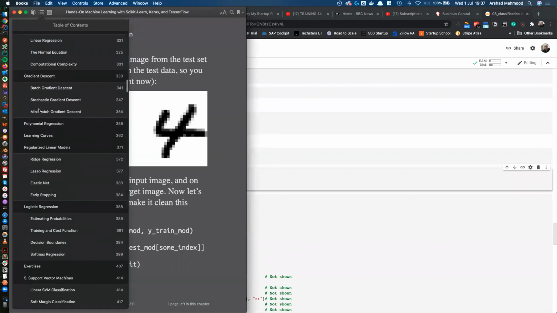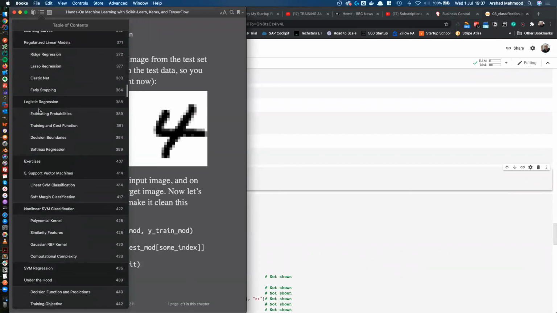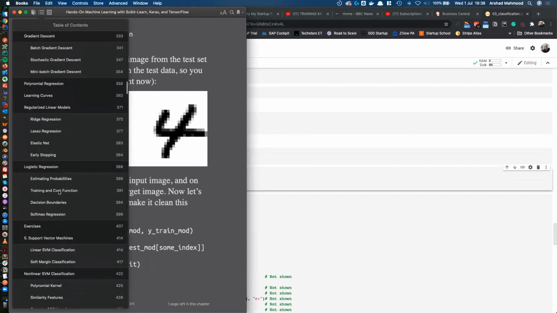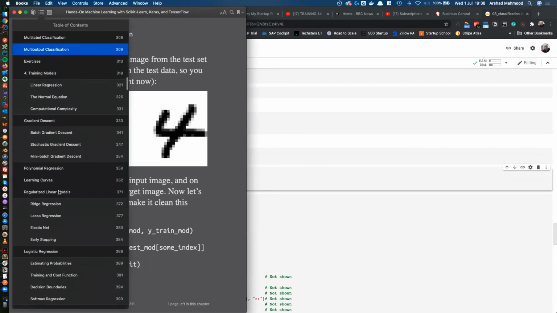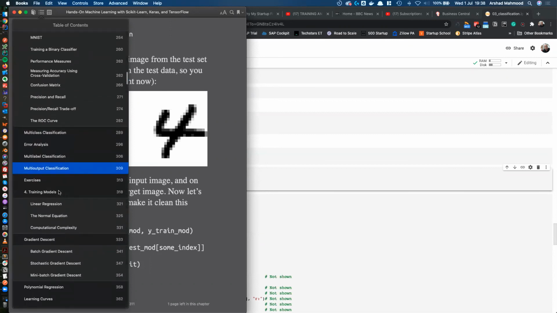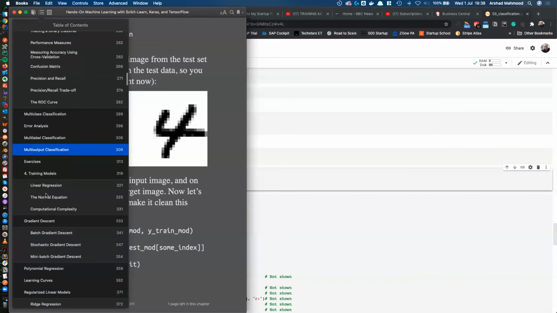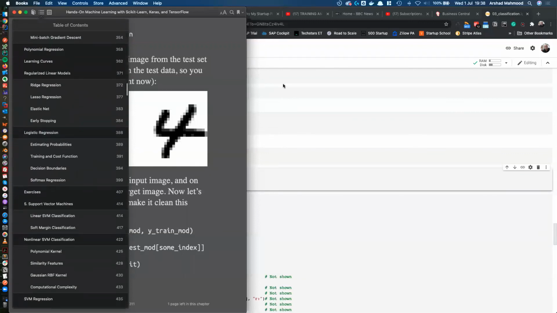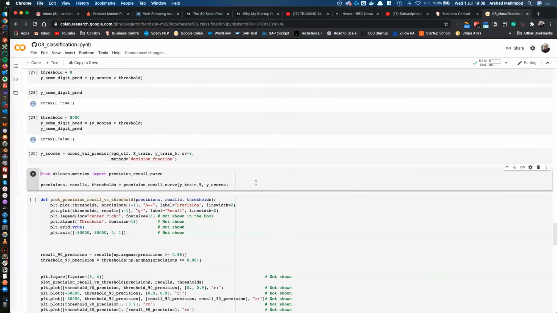Training, so that was regularization. Yeah, as for support vector machines, there's a whole chapter on it. Okay. The next one is training models, and then it's support vector machines.